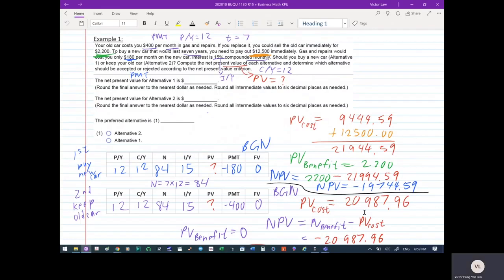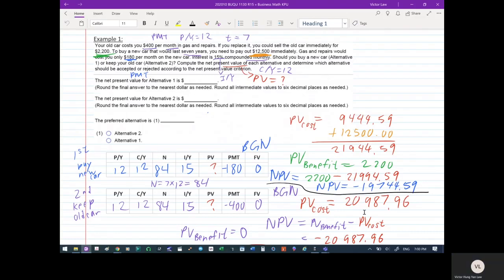Example 1: your old car costs you $400 per month in gas and repairs. If you replace it, you could sell the old car immediately for $2,000. To buy a new car that will last 7 years, you need to pay out $12,500 immediately. Gas and repair will cost you only $180 per month on the new car. Interest is 15% compounded monthly. Should you buy a new car?